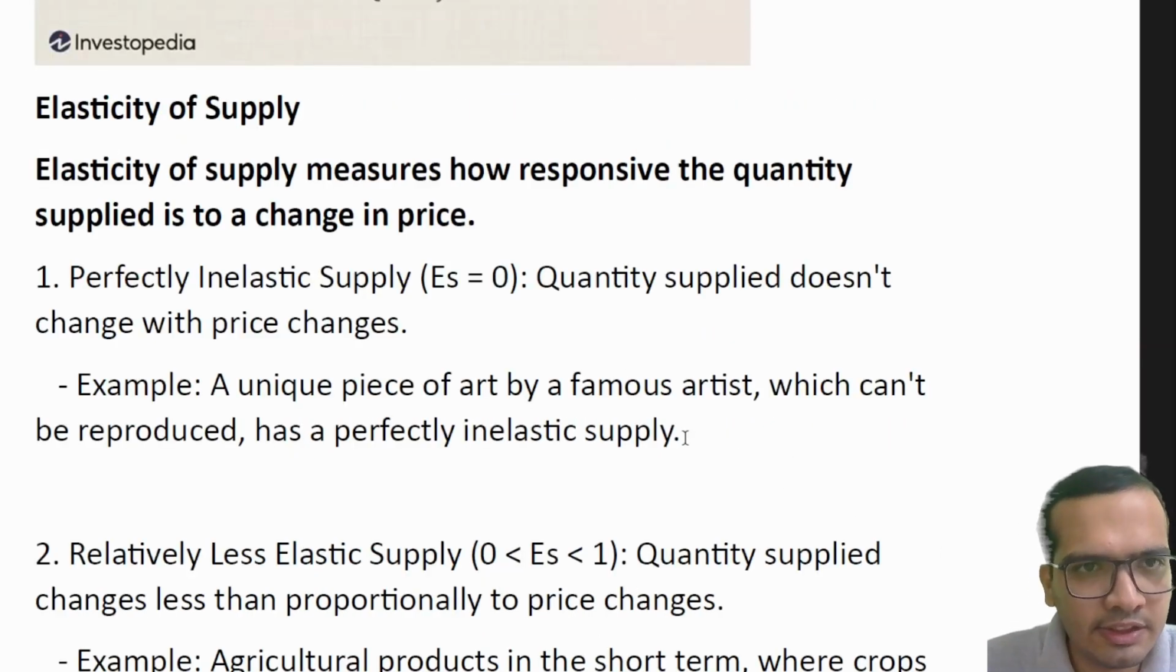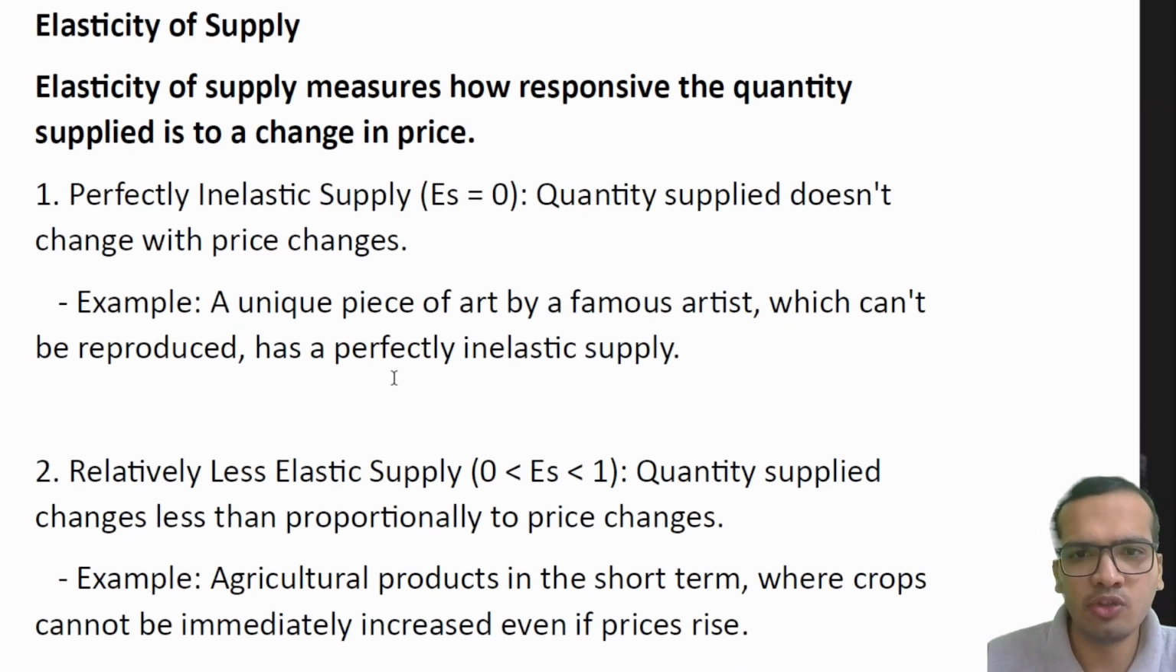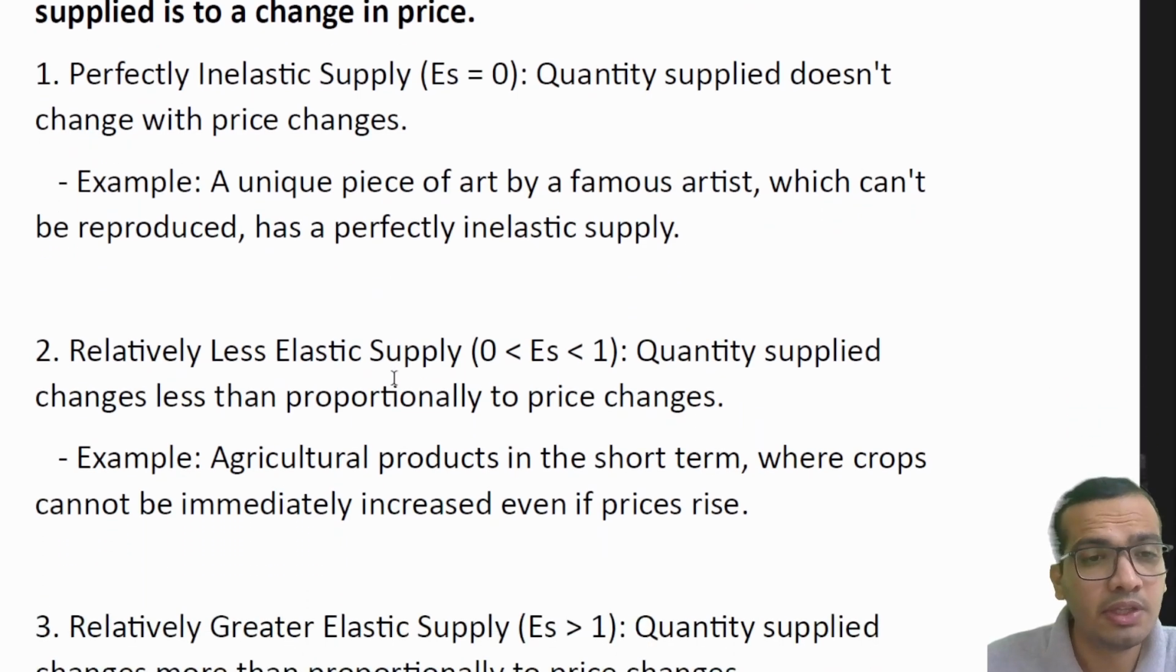Now comes elasticity of supply. Elasticity of supply measures how responsive the quantity supplied is to a change in price. First, perfectly inelastic supply, that is ES equals 0. So quantity supplied doesn't change with price changes. An example could be a unique piece of art by a famous artist which can't be reproduced; it has perfectly inelastic supply.